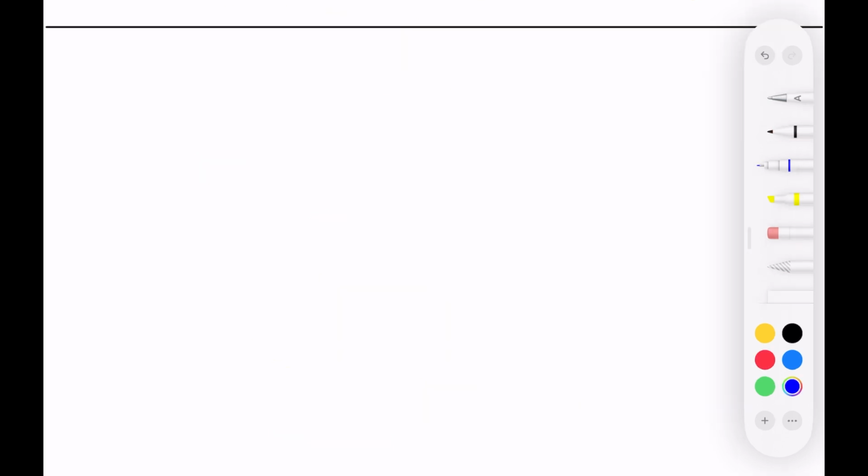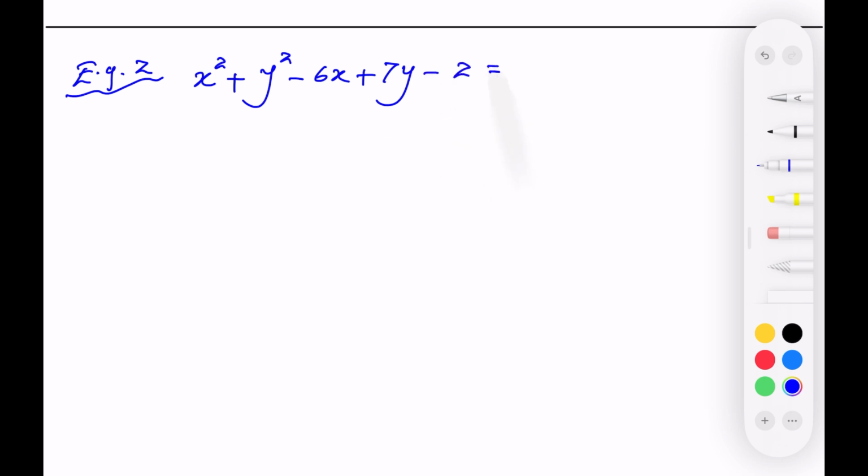We will look at another problem which is a little bit more complicated than the previous example. This is your example number 2. Let's say we need to find dy by dx from this function: x squared plus y squared minus 6x plus 7y minus 2 equals 0. I simply have to differentiate both sides with respect to x.